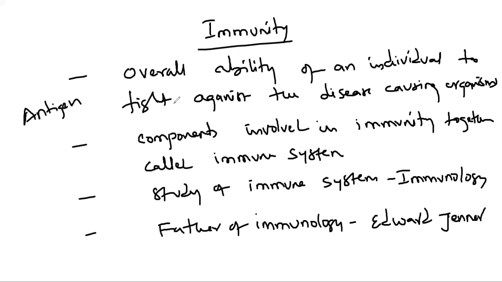And the different components that are involved in immunity together are called the immune system. What are the different components? Organs, cells, etc., which bring up the immunity, are called the immune system. And the study of the immune system is called immunology. Father of immunology, Edward Jenner.